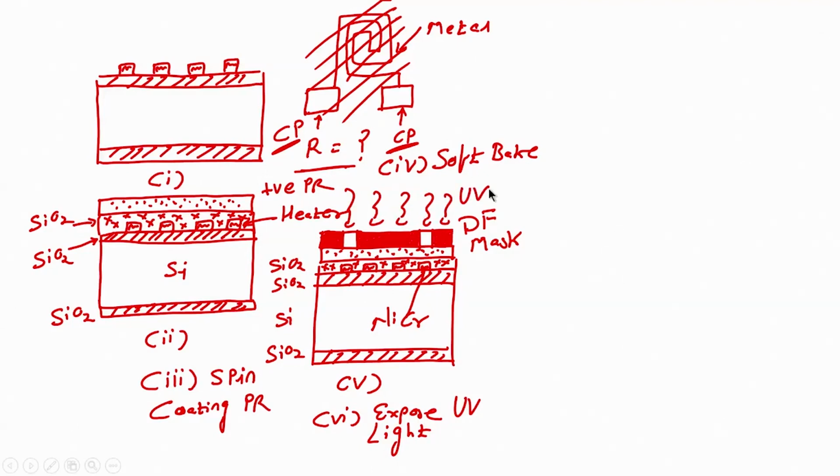What will happen? What kind of photoresist is here? Photoresist is positive photoresist. The area which is exposed will get weaker, the area which is not exposed will get stronger. So, after this I have to perform step number 7, right, step 6 is done.